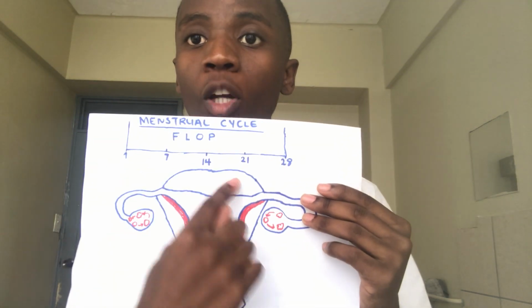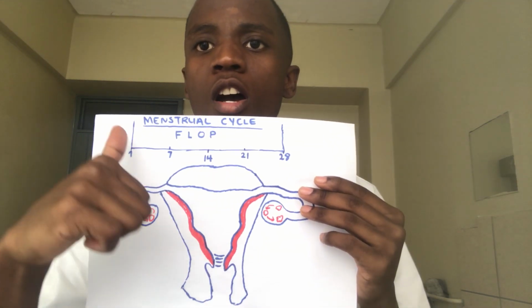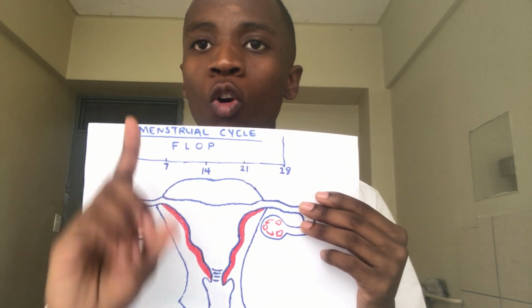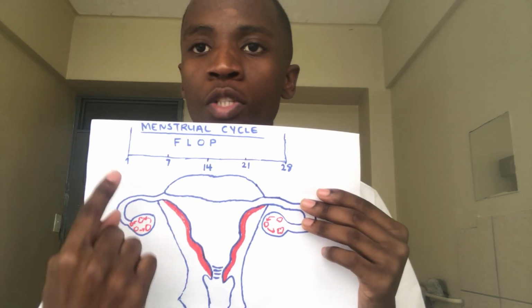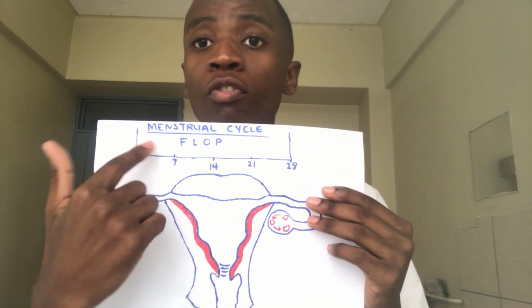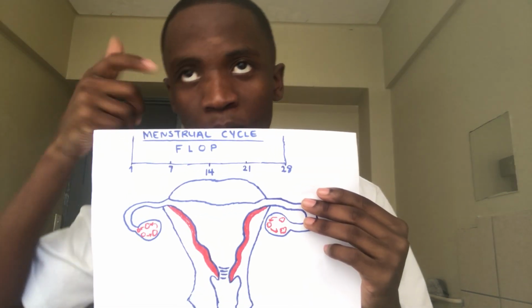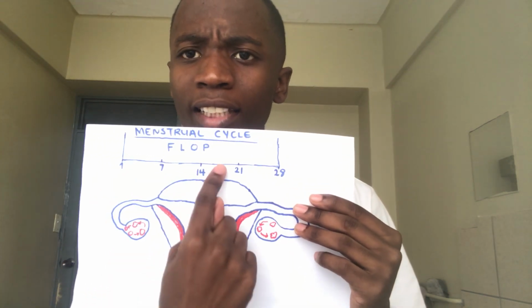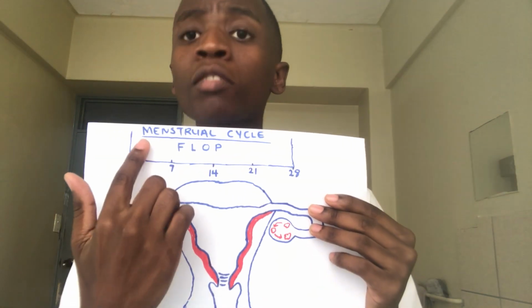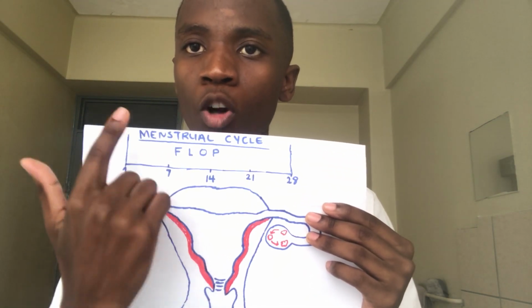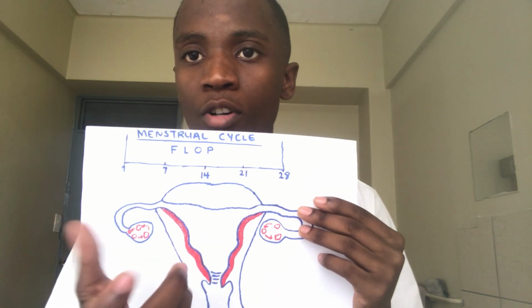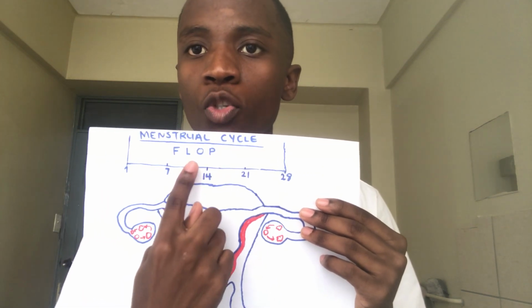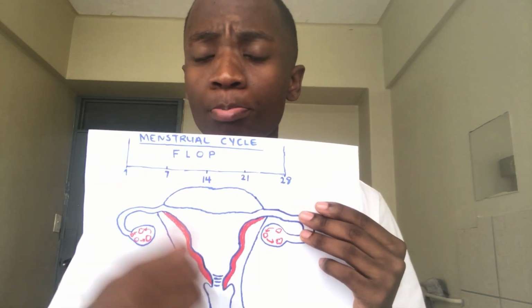We also have FLOP. These are very important, vital hormones that you have to know. It's a must for you to know these hormones. I wrote FLOP because it makes a word so that you can remember. Each and every letter stands for the name of a hormone. F is the follicle stimulating hormone, abbreviated FSH. L is the luteinizing hormone, also known as LH. O is the estrogen, and P is the progesterone.